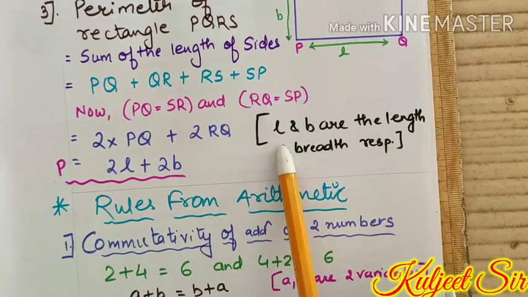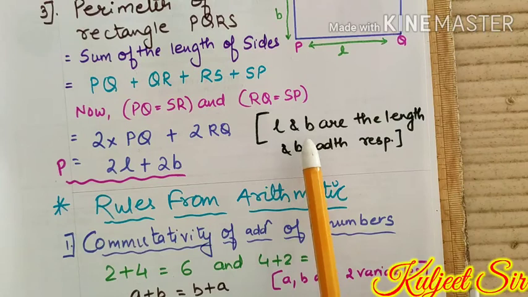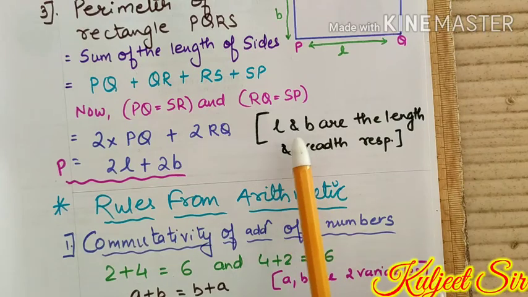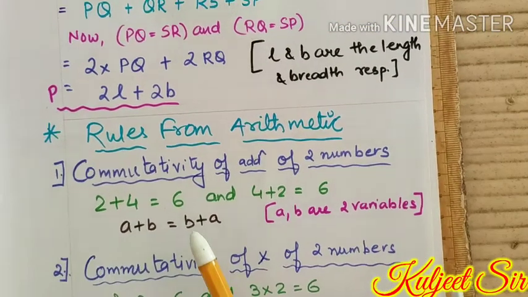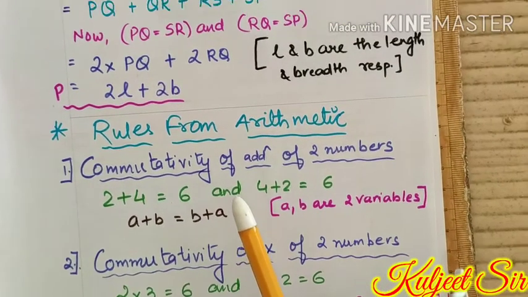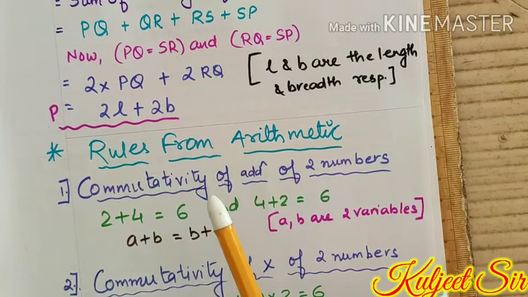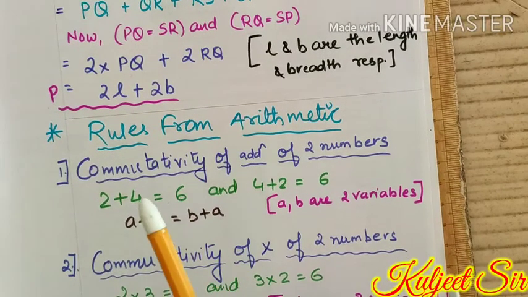Here you can see I have taken the variables L and B, the length and the breadth respectively. Now this is what we talked about. That was all from geometry. Now let us discuss a few things from arithmetic. We have already gone through the lessons, so you are aware of the same.